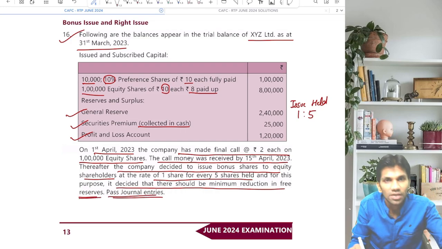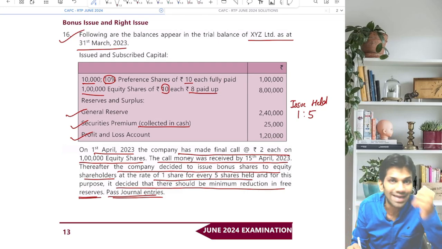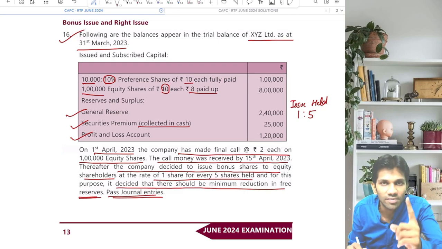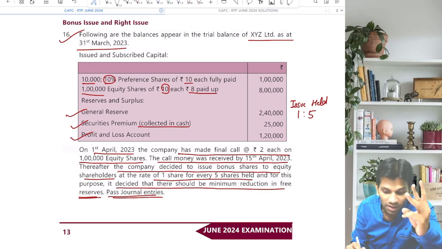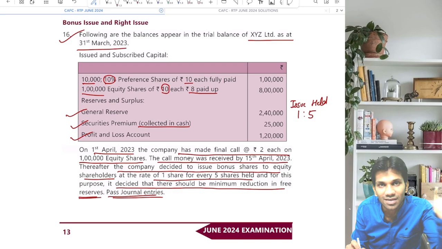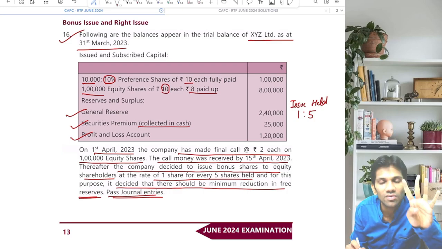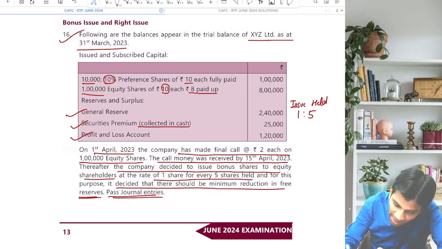Pass journal entries. Guys, I will tell you how many entries will be there in this sum. First entry will be call money due. Second entry will be call money received. Third entry will be bonus declared out of the reserves. And the reserves, how to utilize the reserves, we have discussed the sequence. And the fourth entry will be bonus shares issued. So let's start passing the entries.